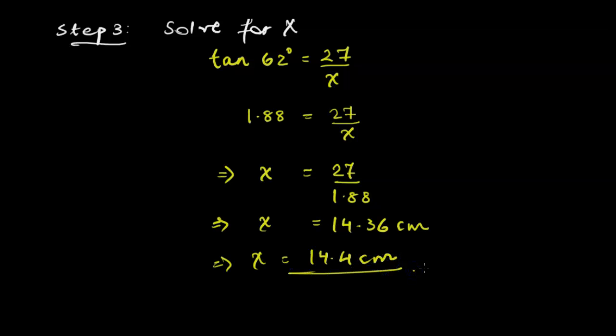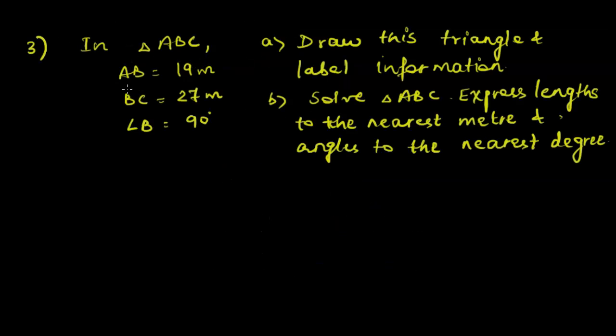Let's take up one last example for the sake of practice. So example 3 is, we are given triangle ABC where side AB is 19 meters, side BC is 27 meters, and angle B is 90 degrees. We're first asked to draw this triangle and label all the information. The second part is to solve triangle ABC. Whenever the question says to solve a triangle, that means they want us to find all the unknown side lengths as well as the unknown angles.